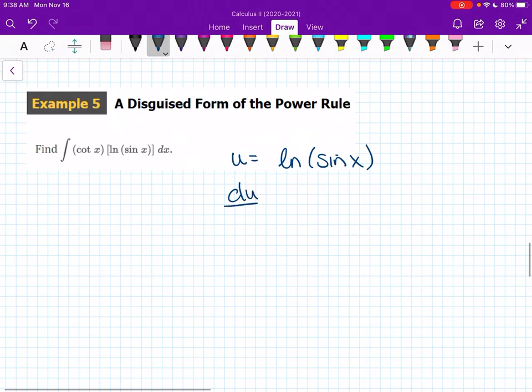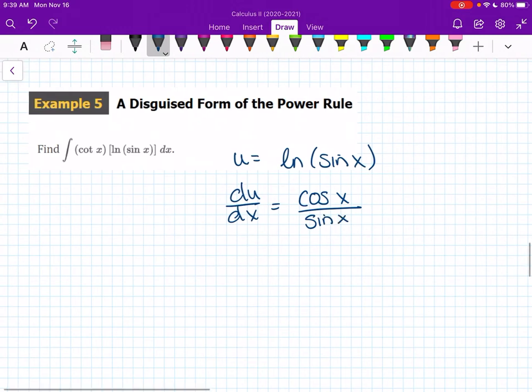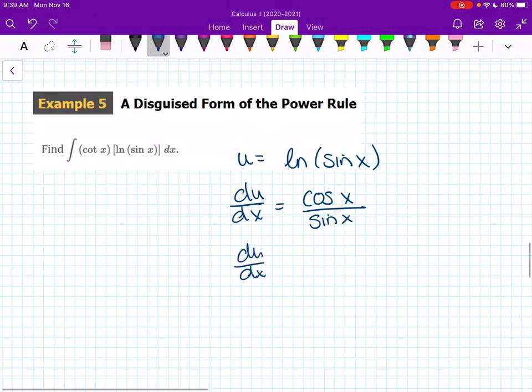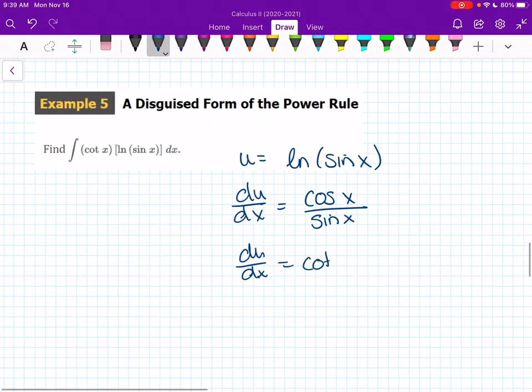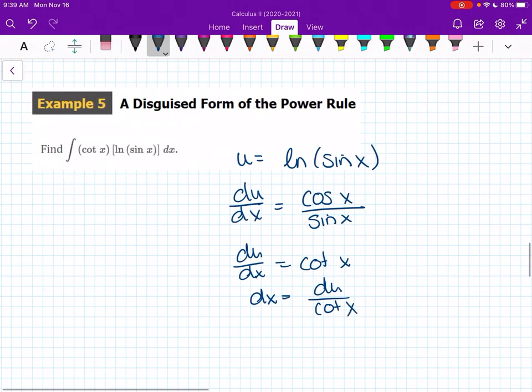then when I take the derivative of that, I am going to get the derivative of sine, which is cosine, times the derivative of natural log of whatever, which is 1 over whatever, so 1 over sine of x. So then that means we have our good old friend cotangent here, so du dx equals cotangent of x. So then dx equals du over cotangent, which is fantastic because then that will cancel.